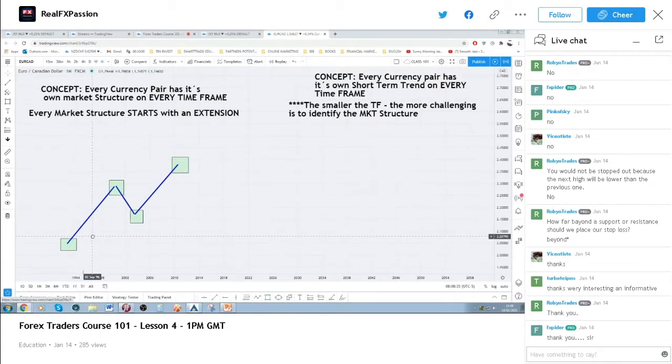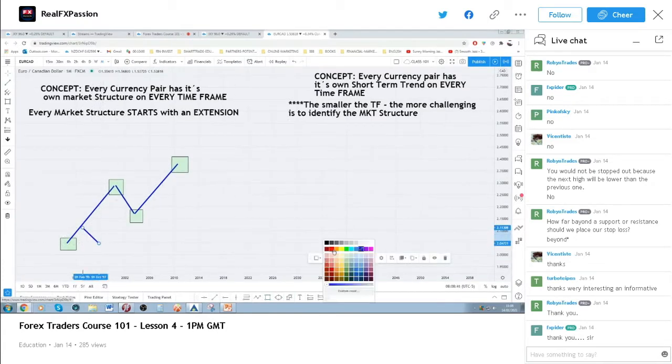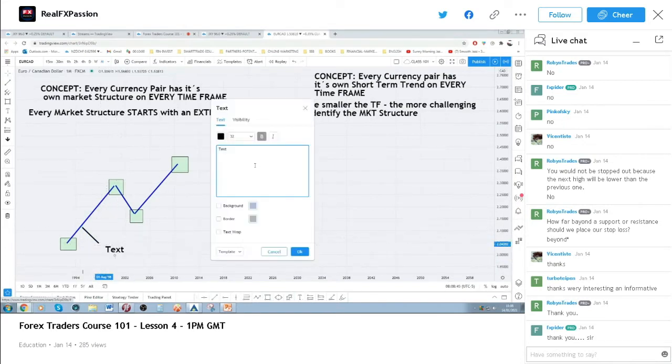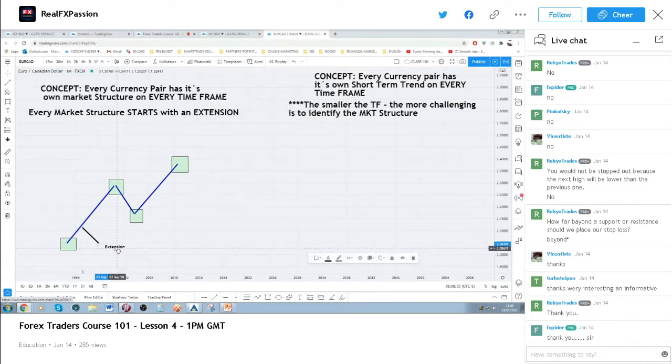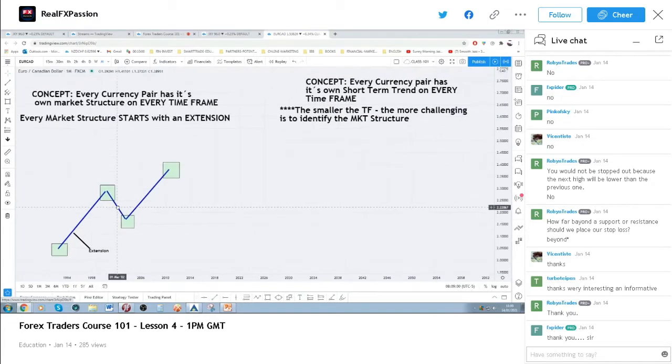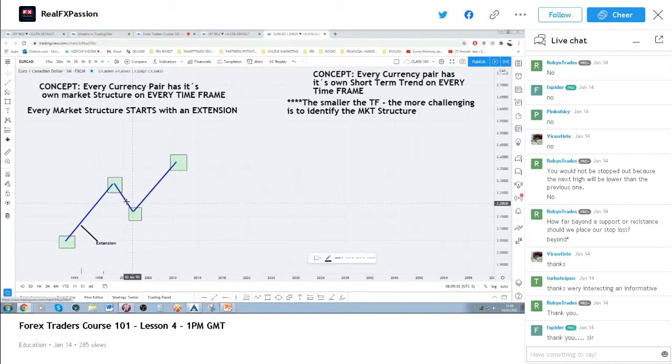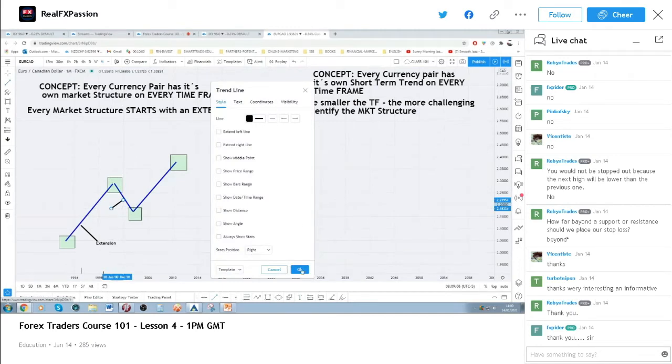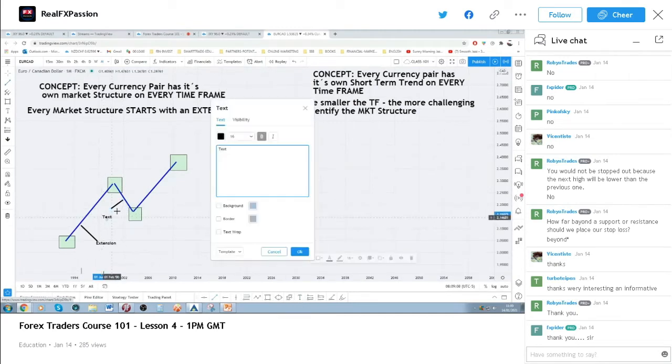Okay, structure, you know, so we are going to have this one. This is going to be the extension, right? Extension. Let's make it smaller, like 16. Okay, the next step. This is going to be the first retracement. Let's put it here. Okay.